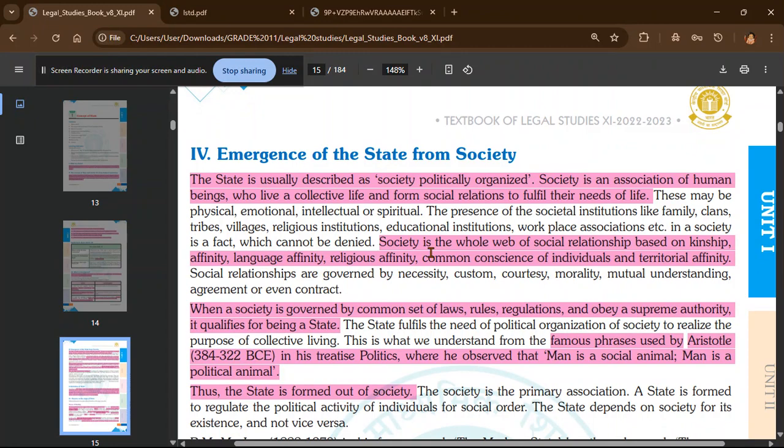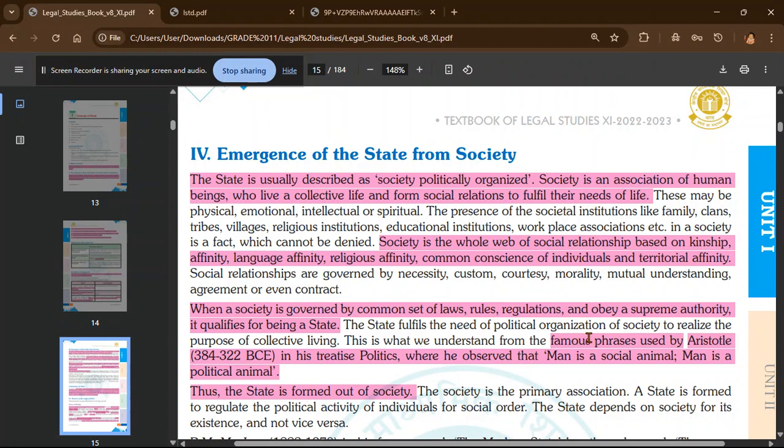So what they're telling is that when a society follows a common set of rules, laws and regulations, and obeys a supreme authority. What is a supreme authority? The government of that particular state. So when it obeys a supreme authority, only then can we qualify it to be a state. Then only it becomes qualified to be a state.